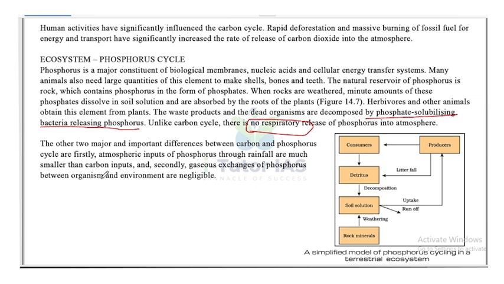And the other two major important differences between the carbon and phosphorus cycle are, firstly, atmospheric input of phosphorus through rainfall is much smaller than the carbon inputs. Secondly, gaseous exchanges of phosphorus between organism and environment are negligible. So this is a simplified diagram of the phosphorus cycle in a terrestrial ecosystem.